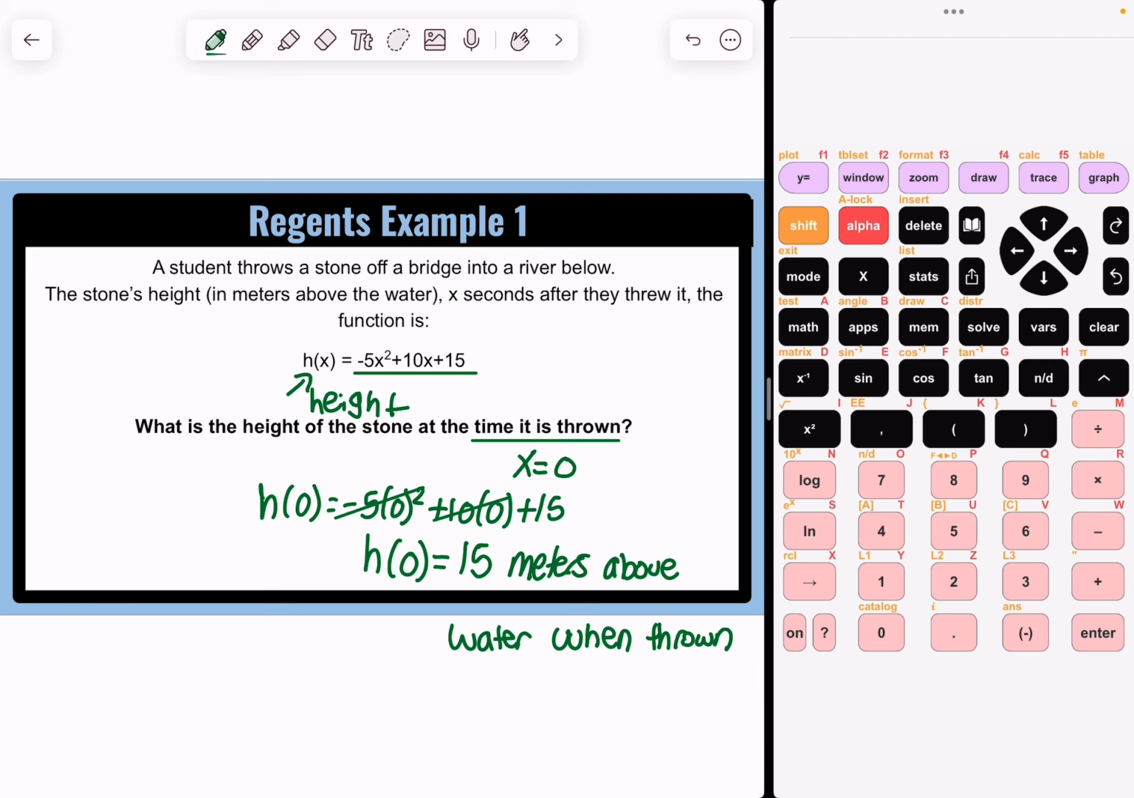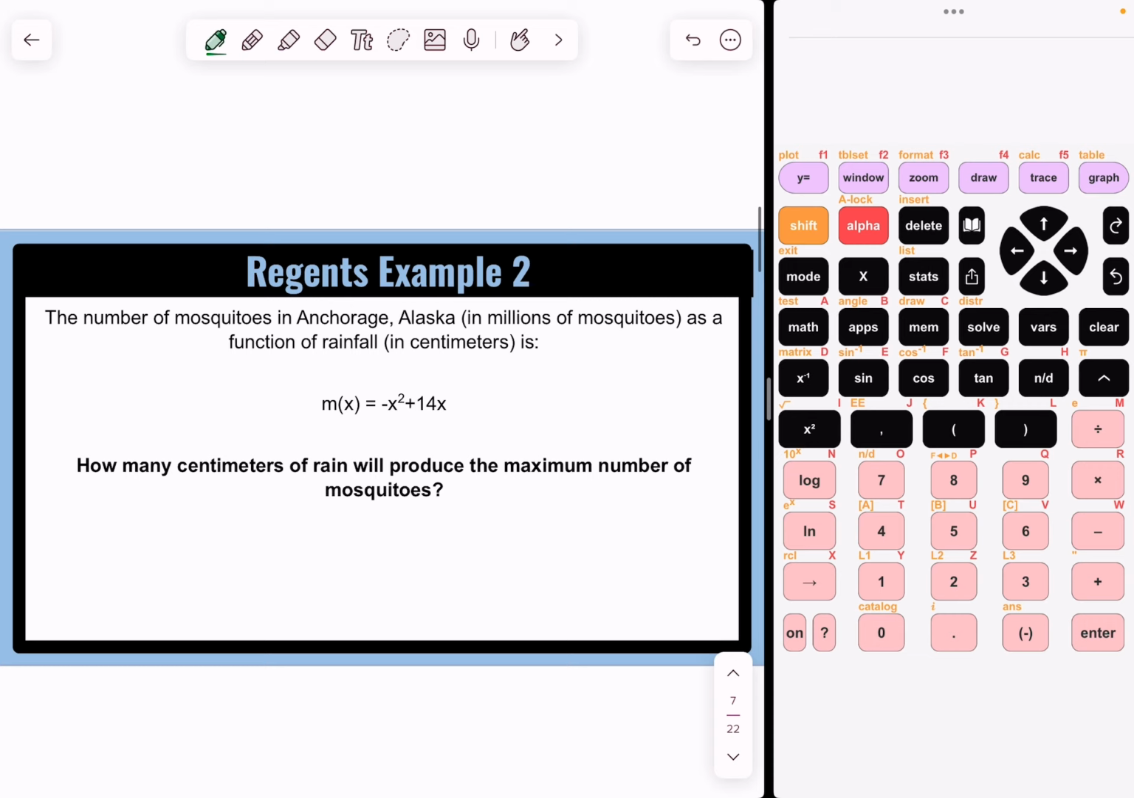Alrighty, let's look at the second regents question. The number of mosquitoes in Alaska, in millions of mosquitoes, as a function of rainfall in centimeters is given. How many centimeters of rain will produce the maximum number of mosquitoes? So we want to know the max. Here I already know since it's a negative x squared, we're going to have some graph that's looking something like this. And we want to find the maximum right here. Well, to find a maximum, all you got to do is find the vertex. So our vertex formula is negative b over 2a. Let's do it. This is our a.